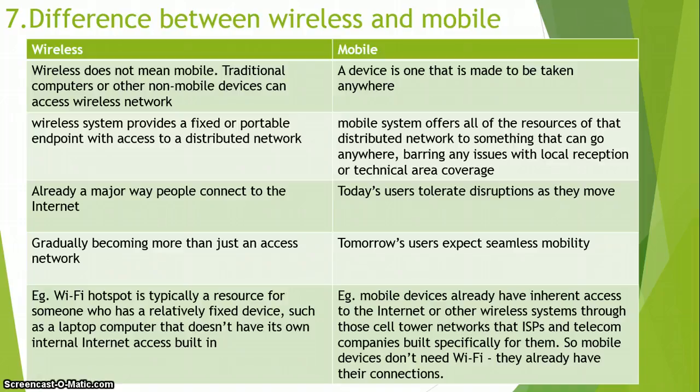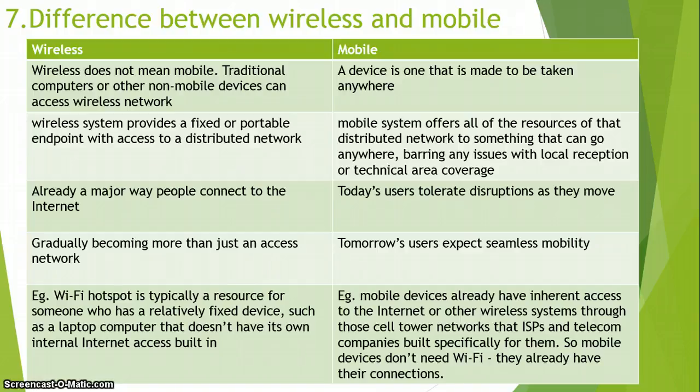The third difference between wireless and mobile is that wireless is already a major way people connect to the internet. The fourth one is that wireless gradually becomes more than just an access network. For instance, a Wi-Fi hotspot is a typical resource for someone who has a relatively fixed device such as a laptop that doesn't have its own internet access built in.